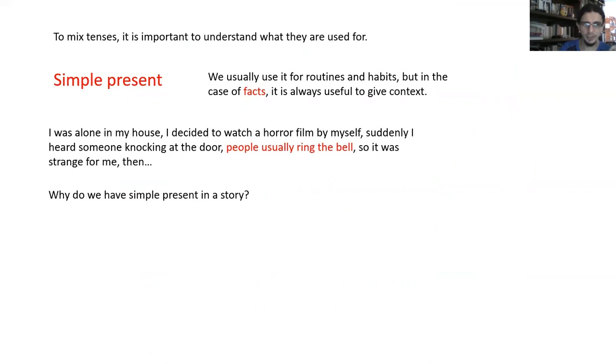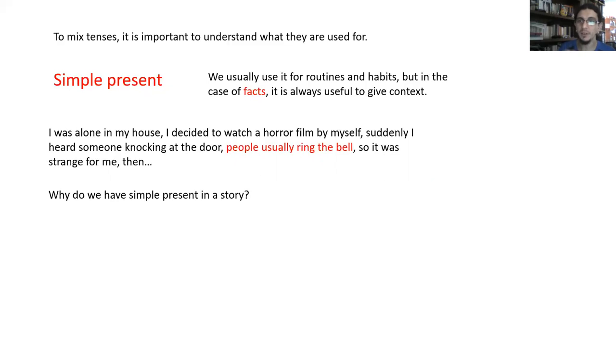So in the story, it says, I was alone in my house. So we are telling a story in past, okay? So I was alone in my house. I decided to watch a horror film by myself, no, alone. So decided, simple past. Suddenly, something happened. I heard someone knocking at the door.